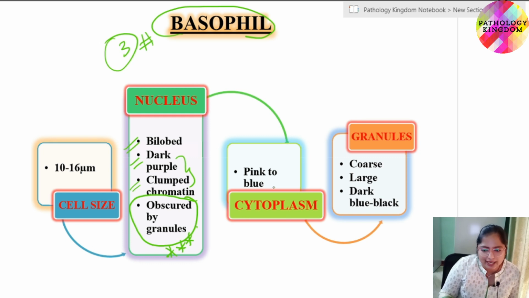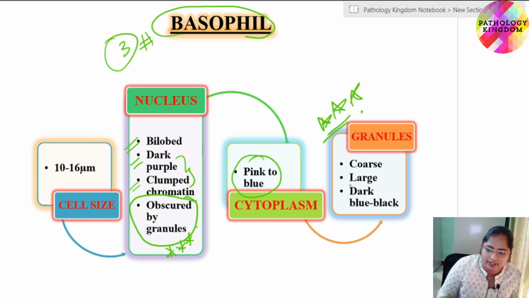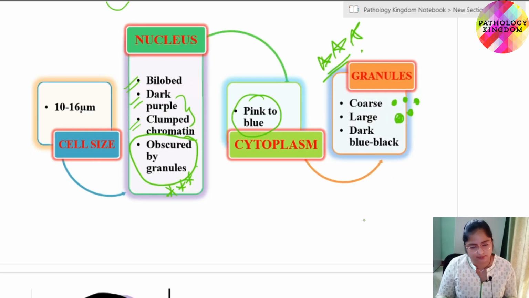The cytoplasm is pink to blue in color, same for all the 3 granulocytes. Now, granules help in differentiating between all the 3 granulocytes. Basophil will have coarse, large, dark blue to black granules. Remember.